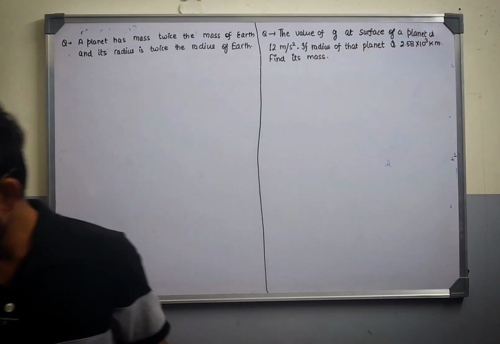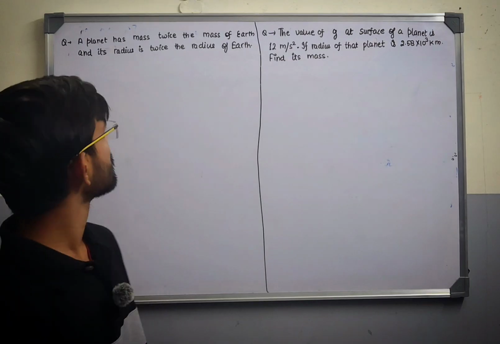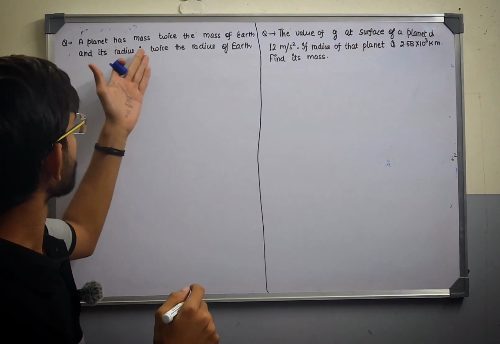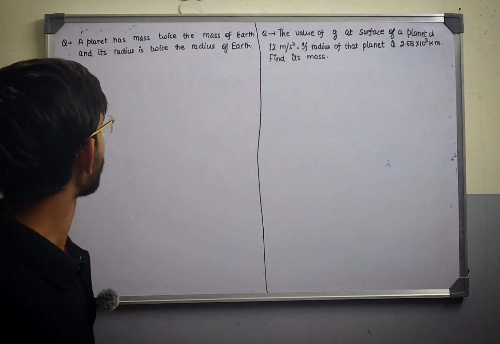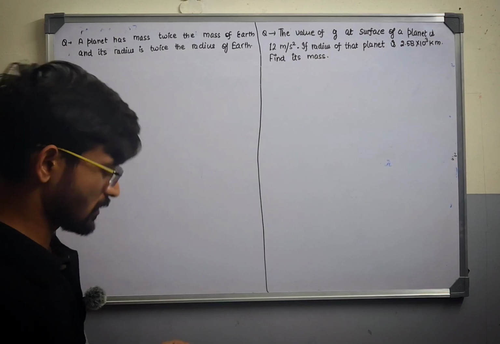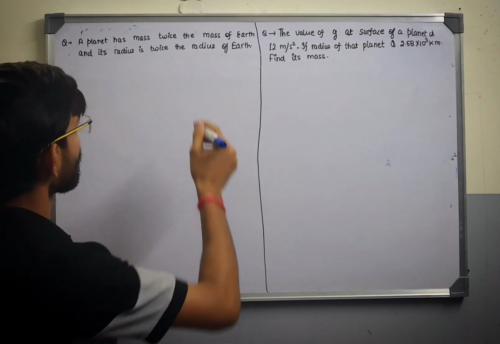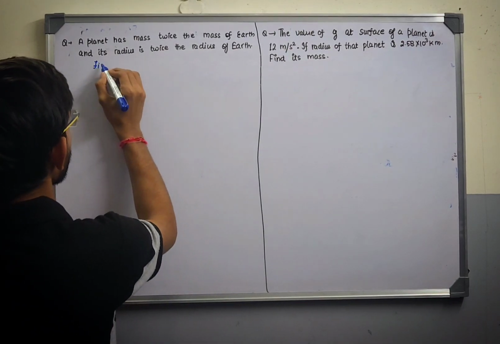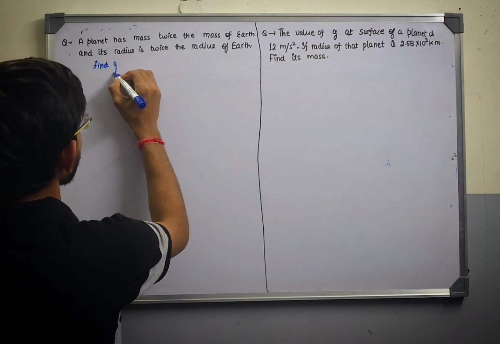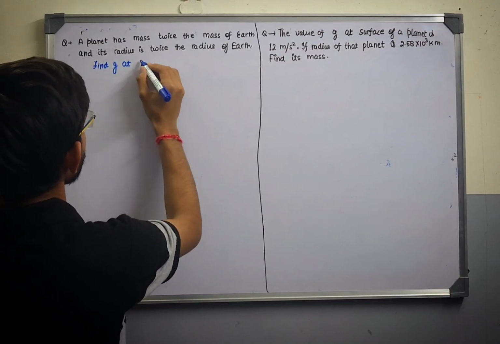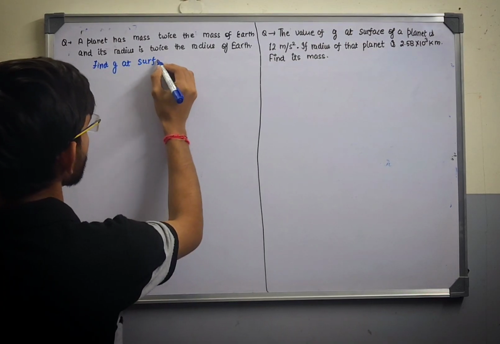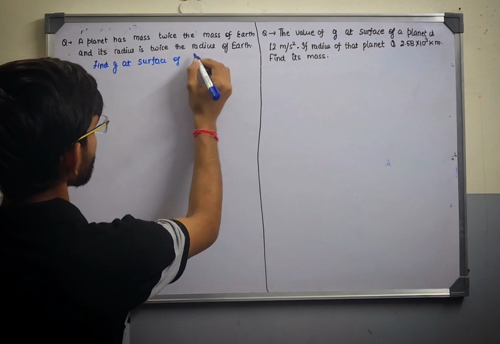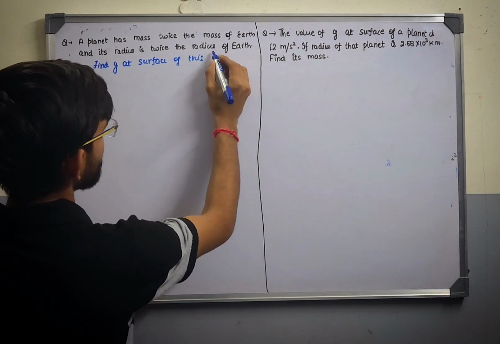We will take a few more questions. A planet has mass twice the mass of Earth and its radius is twice the radius of Earth. Find acceleration due to gravity at the surface of this planet.